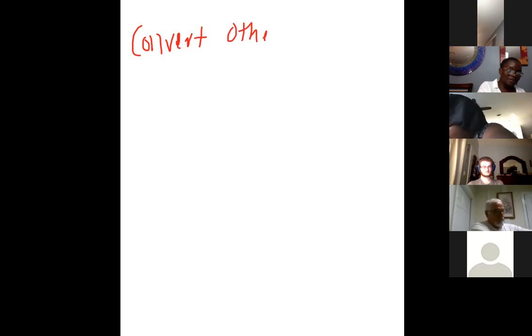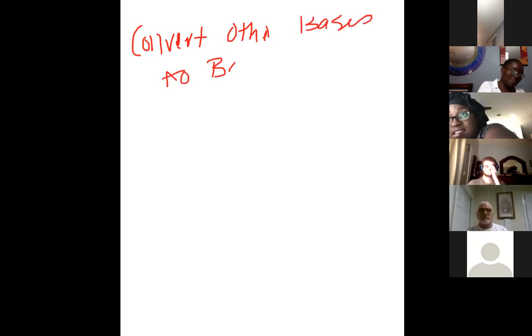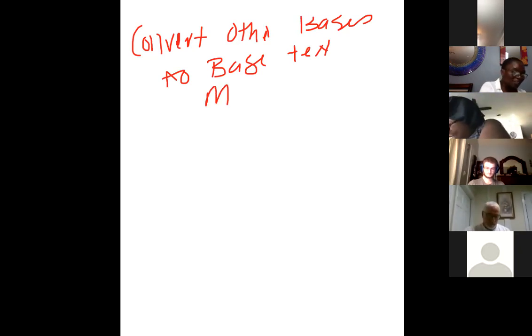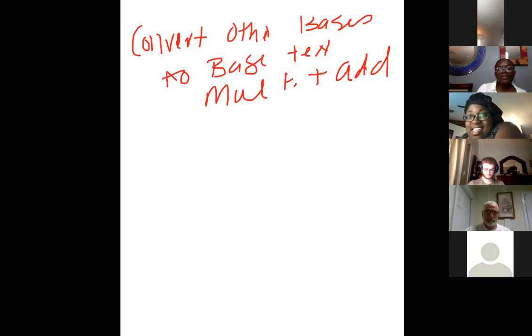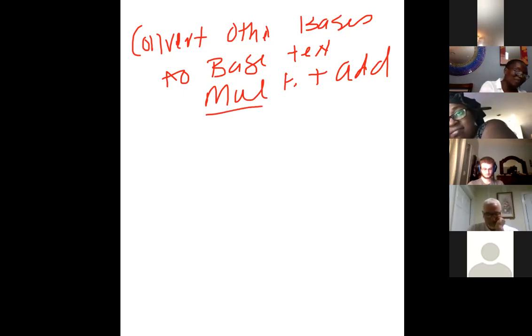And so now we're going to convert other bases to base 10. So we're converting from other bases back to base 10. This one involves multiplication. We're going to multiply and add. Earlier, when converting from base 10 to the other bases, we divided and subtracted. But now, going into base 10 from the other bases, we're going to multiply and add.